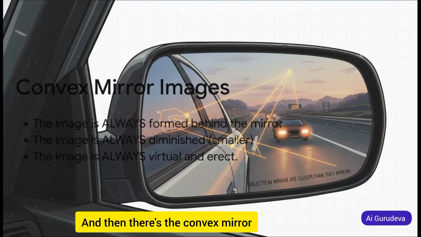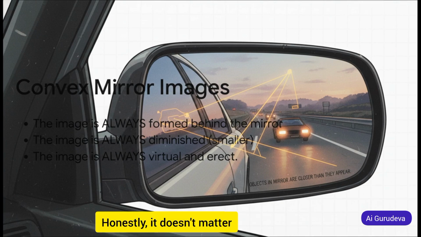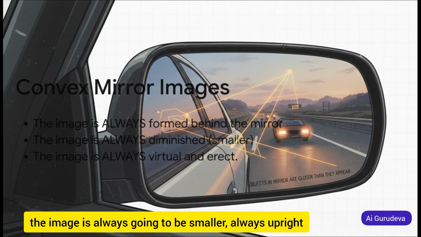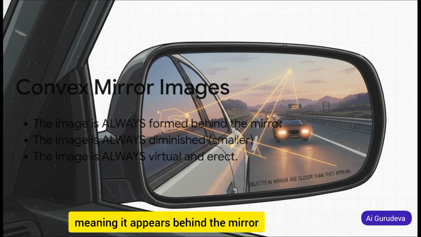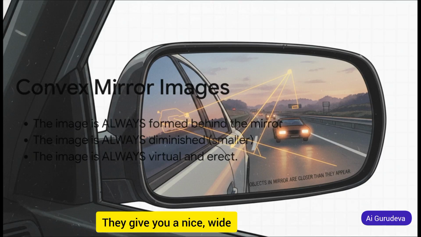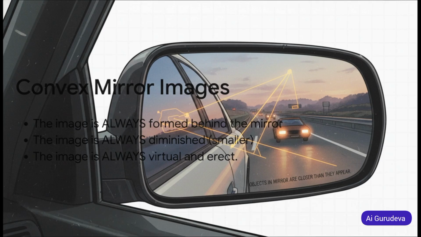And then there's the convex mirror. As you can see, it's a much simpler story. Honestly, it doesn't matter where you put the object, the image is always going to be smaller, always upright, and always virtual, meaning it appears behind the mirror. This is exactly why they're perfect for the side view mirrors on your car. They give you a nice, wide, consistent view of the world behind you.